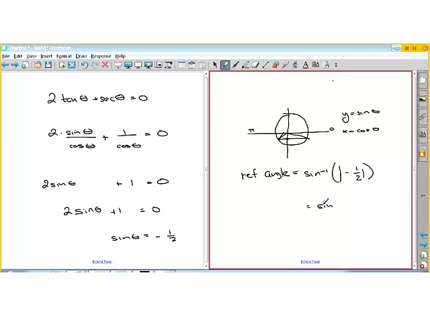And if you do that, you take the inverse sine of 1/2. So inverse sine of 1/2 is 0.5235. That's radians. So I'll say theta reference.